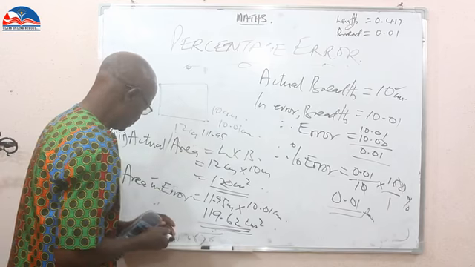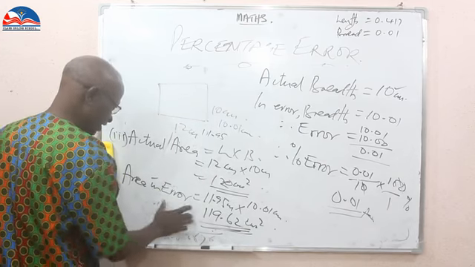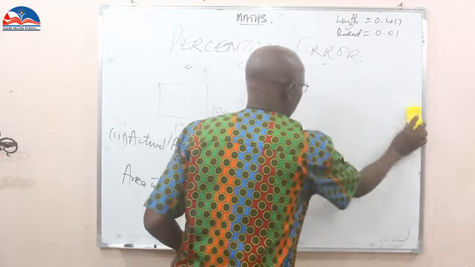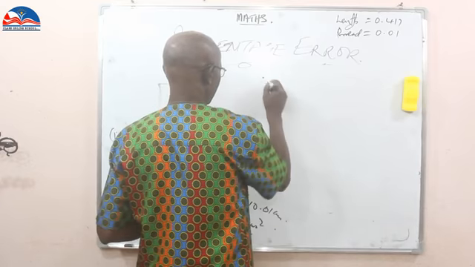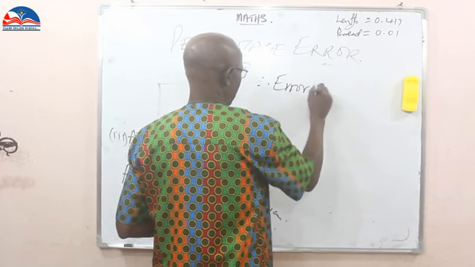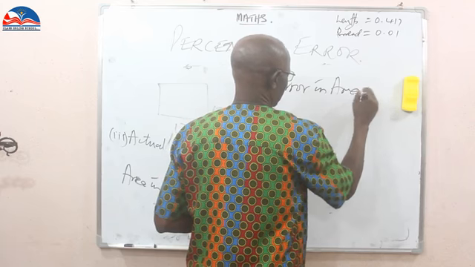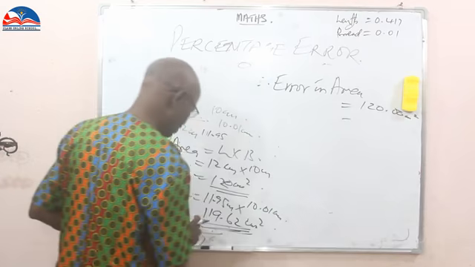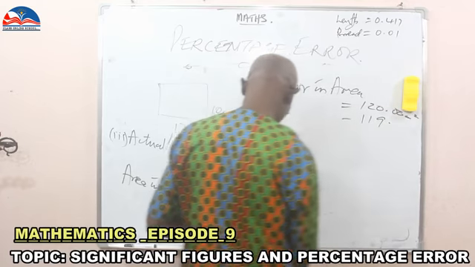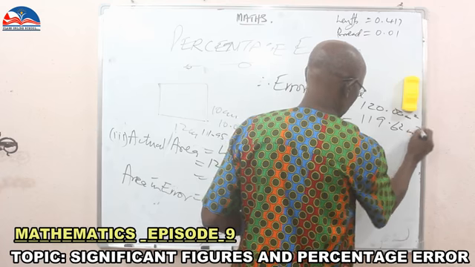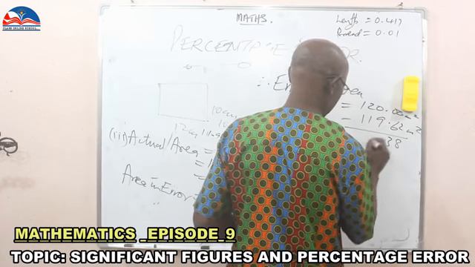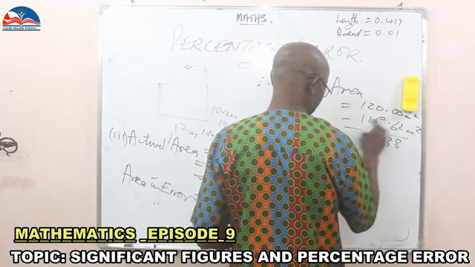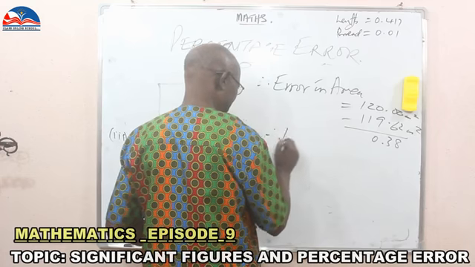What is percentage error? No, this is error now. What is the error itself, first of all? That's the actual. What is the error? Therefore, error in area equals actual 120 cm square minus 119.62 cm square, which is 0.38. Therefore, convert it to percent.